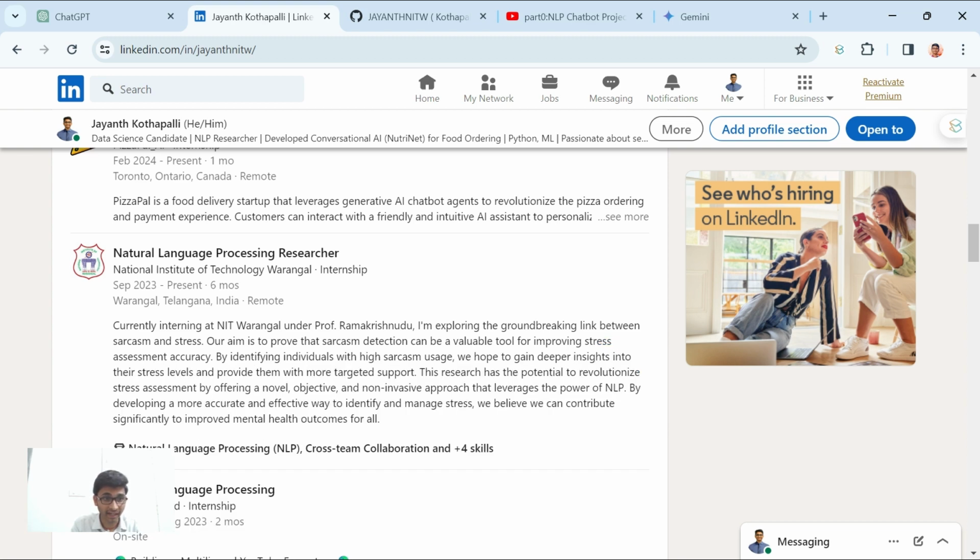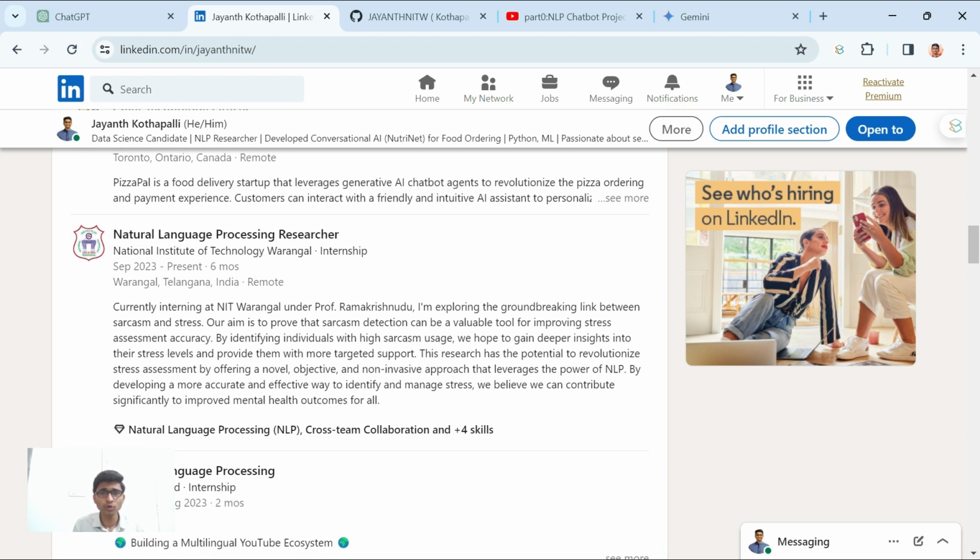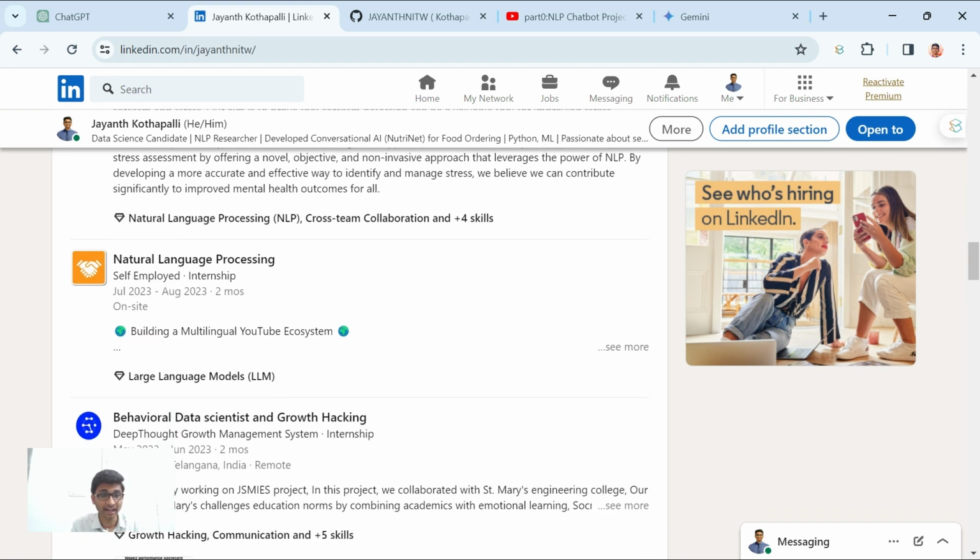At NITW itself, I am working as a researcher under Ramakrishna Prasad, where our aim is to find the relationship between sarcasm and stress, or relaxation, or sentiment. Do sarcasm and relaxation have more effect? Do they contribute towards stress? We are finding it. That's our research, using graph neural networks and NLP.